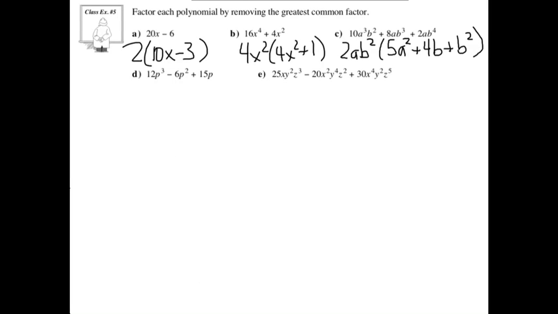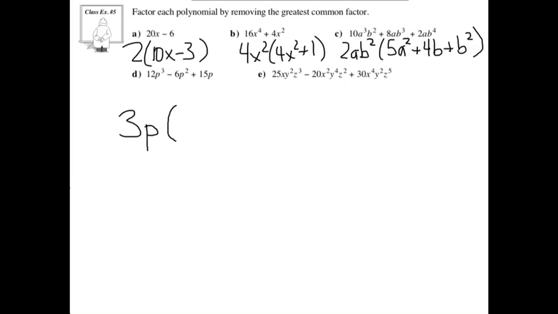D, we have 12p cubed minus 6p squared plus 15p. The greatest common factor between 12, 6, and 15 would be 3. Now taking a look at the p's, we've got a p cubed, p squared, and just p. We have at least a p in each one of these.